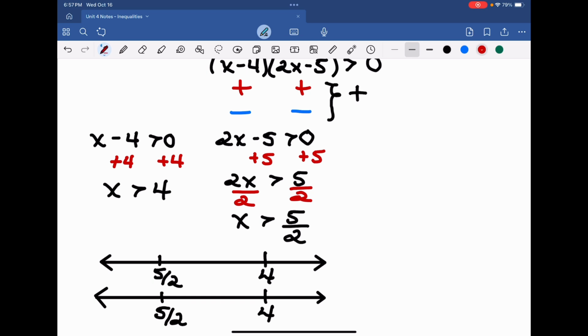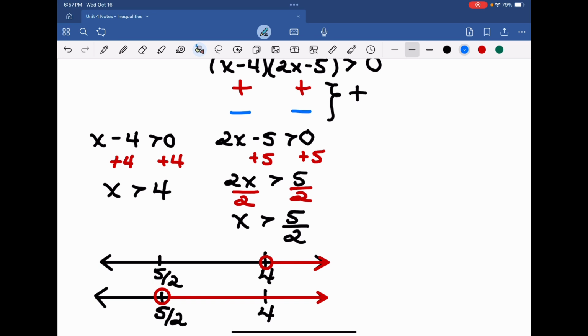So when x is greater than 4, we need to put a hollow dot, because a hollow dot represents that it doesn't actually include this, or it's not equal to this. And if it's greater than 4, we need an arrow going to the right. From here, if we know x is greater than 5 over 2, that means, again, it's going to be a hollow dot because it's not included, it's not equal to, but we're going to put an arrow that goes to the right.